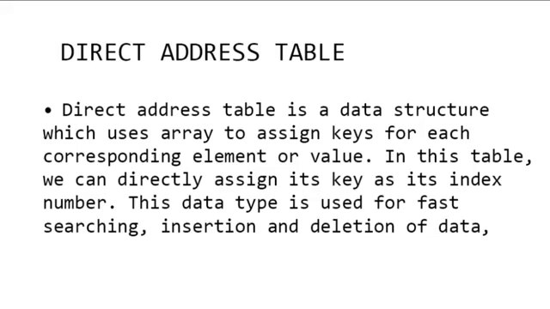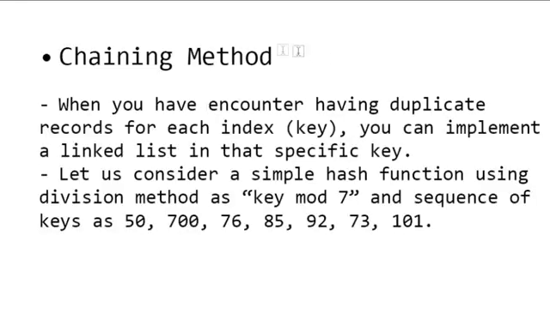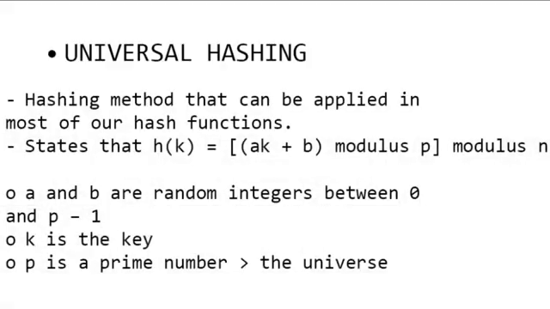Let's discuss first the chaining method. When you encounter duplicate records for an index key, you can implement a linked list in that specific key. Next is universal hashing, a hashing method that can be applied in most of our hash functions.